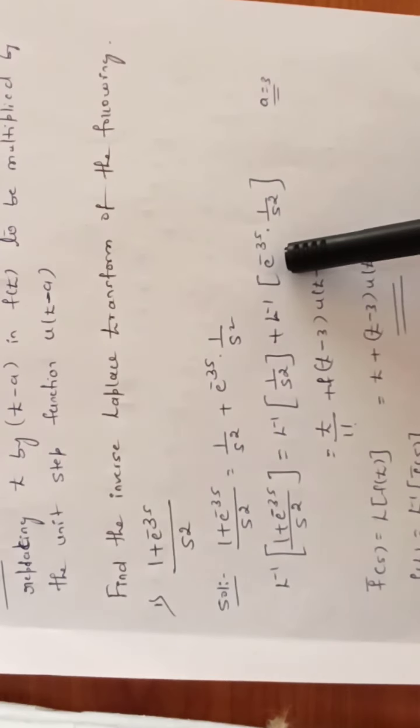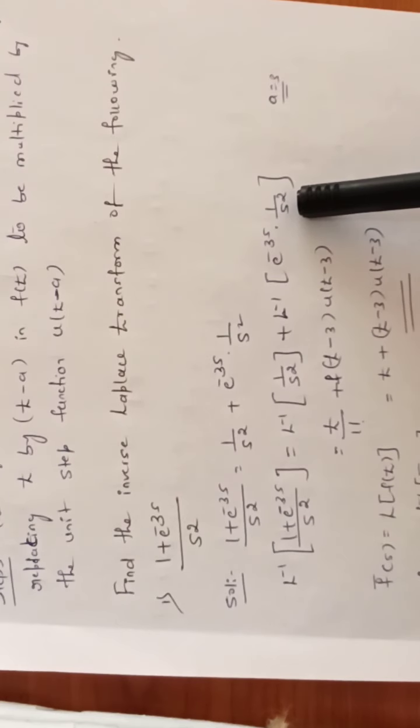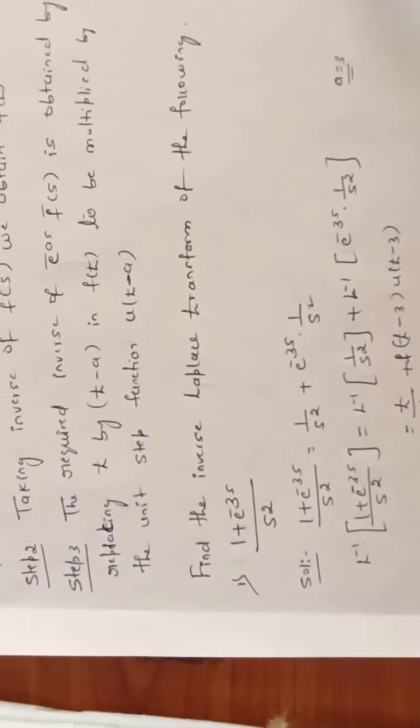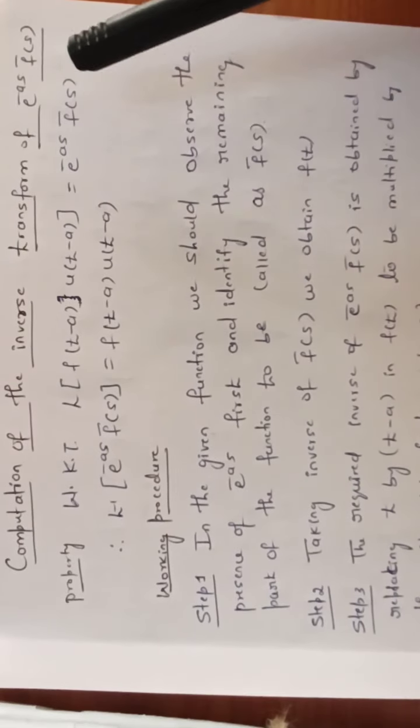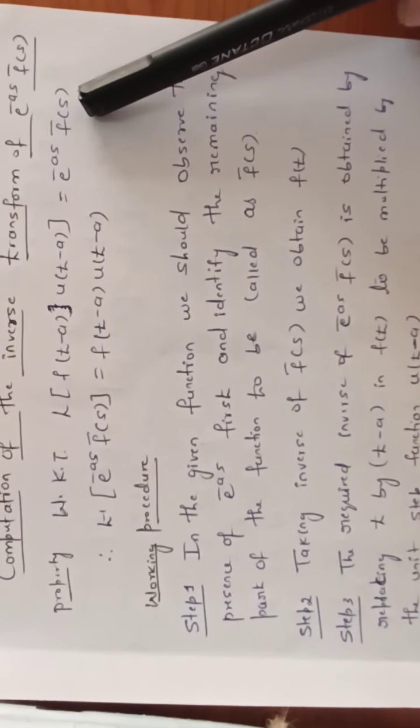now observe this term contains an exponential term of the form e power of minus as. The remaining part of the problem we have to identify as f bar of s, as in step 1. First we have to check whether the given problem contains these two parts, that is one exponential term, and the rest of the terms must be identified as f bar of s. So in this particular problem, we observe the presence of the exponential function e power of minus 3s, and the rest, that is 1 by s square, must be identified as f bar of s.